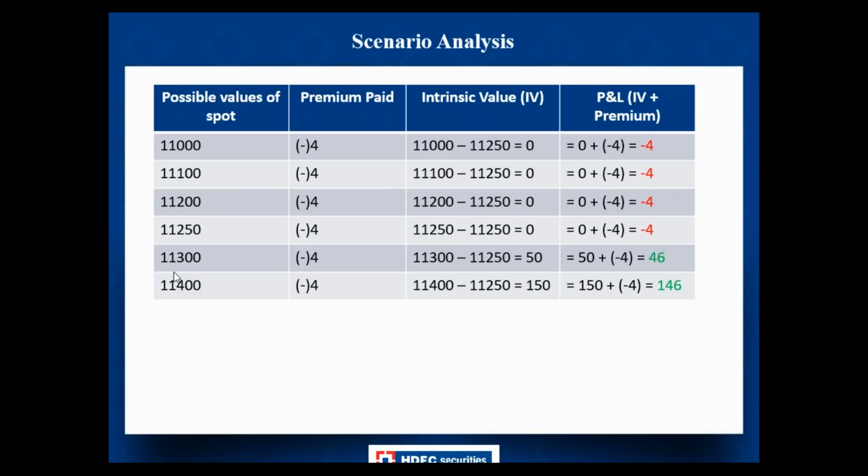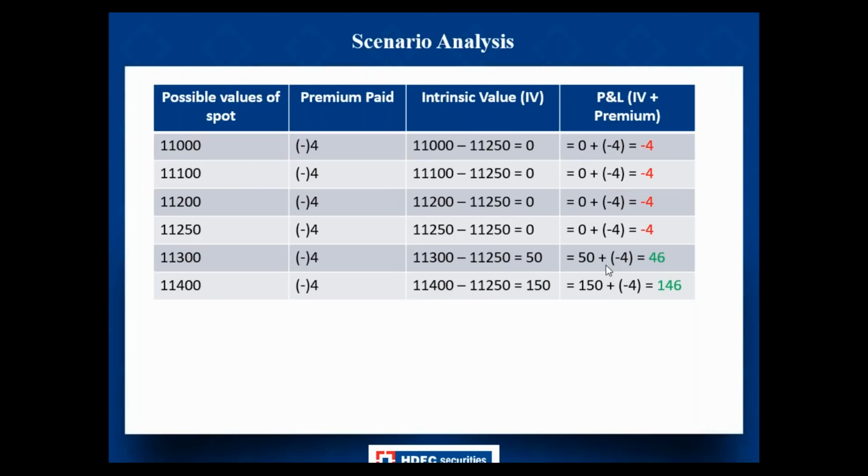Now when you come to 11,300, the spot is now higher than the strike price. Your strike is 11,250. Your spot is higher. In this case, your strike becomes in the money. When it becomes in the money, you start getting intrinsic value. How? The spot minus the strike price. 11,300 minus 11,250, that's 50 rupees. 50 is your intrinsic value.